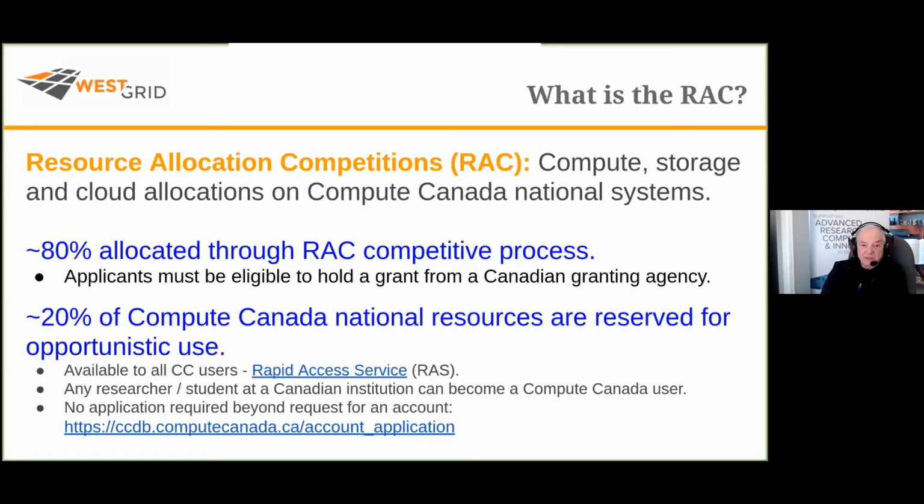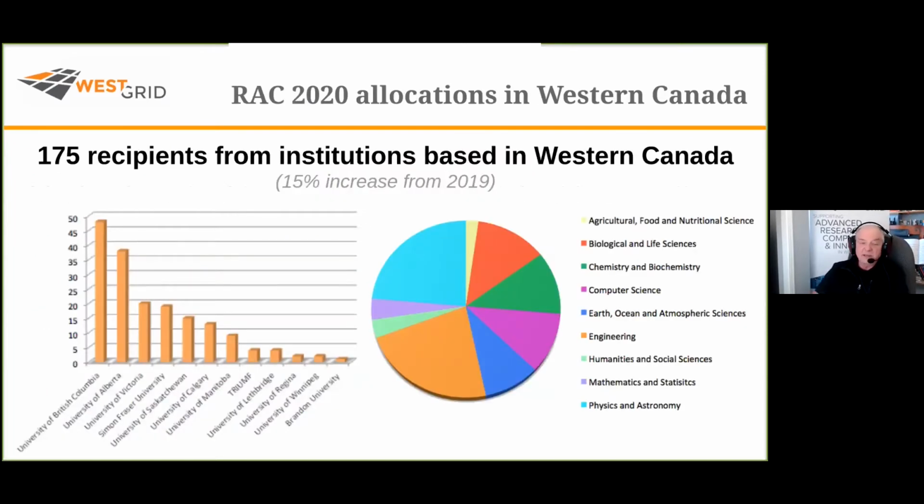And just to note that RAC is open to any researcher or student at a Canadian institution, or at least you can become a Compute Canada user, and you can dive in and start using that 20%. And then if you want, you can go for the 80% and actually submit a RAC. But in that case, you're a faculty member. A few bits and pieces of the RAC allocations. We've got about 175 recipients of RACs in Western Canada. And again, a nice split across all the different disciplines.